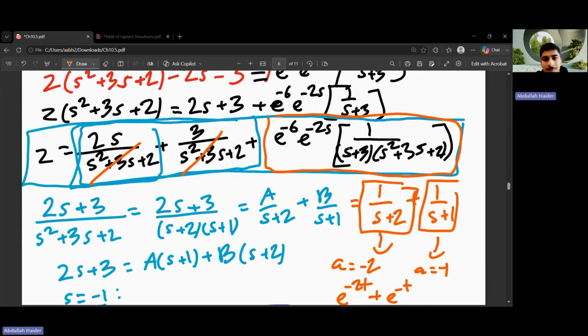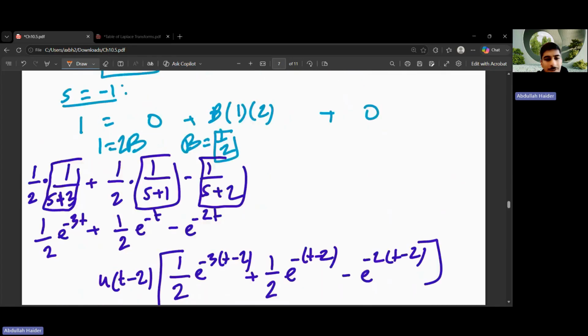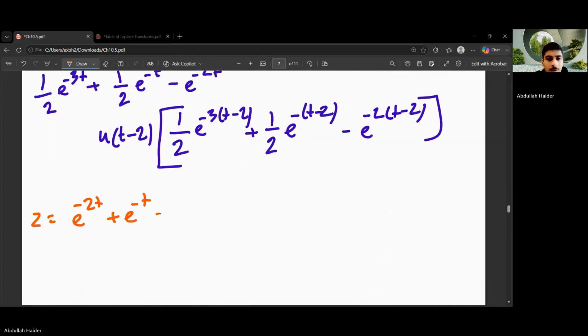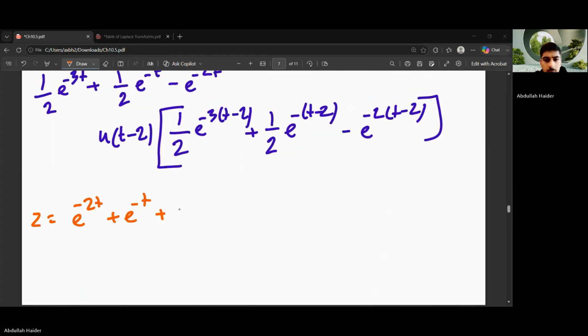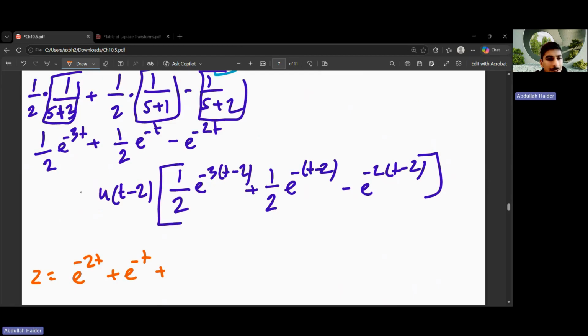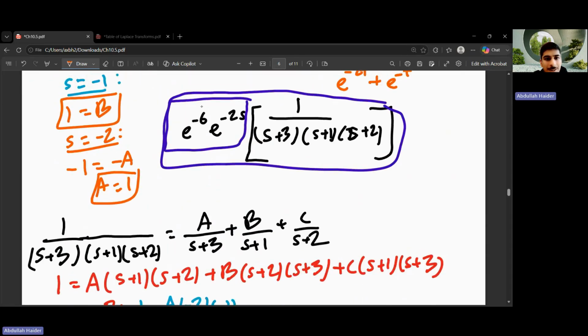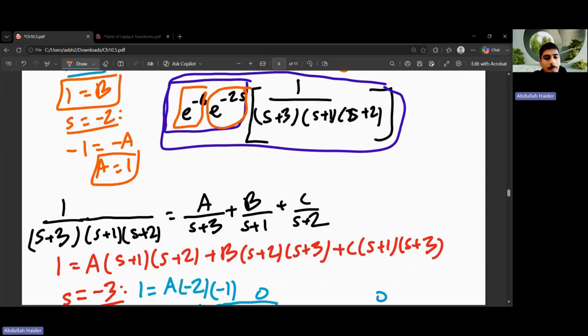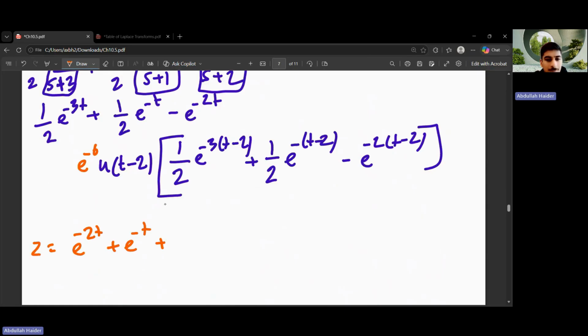Plus this one, and the answer for this was... oh, and I also forgot we had to multiply this by e power minus 6 as well, because there was an e power minus 6. So the transformation is being done based on this e power minus 6.